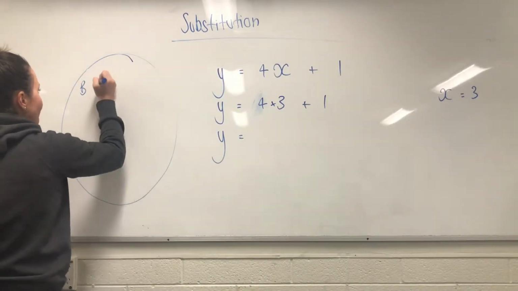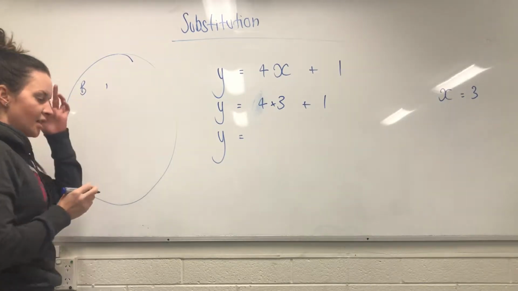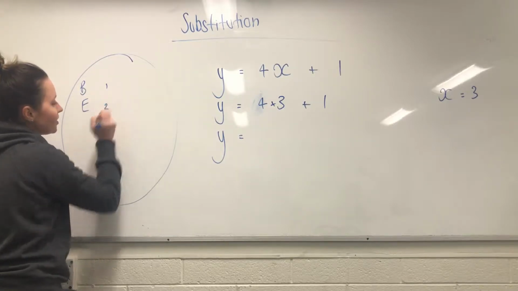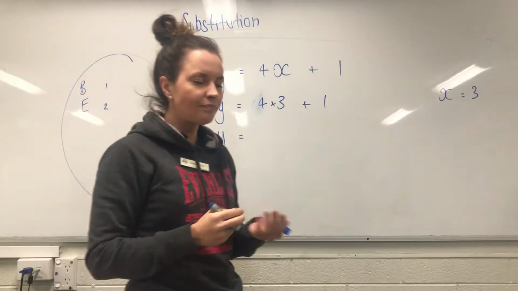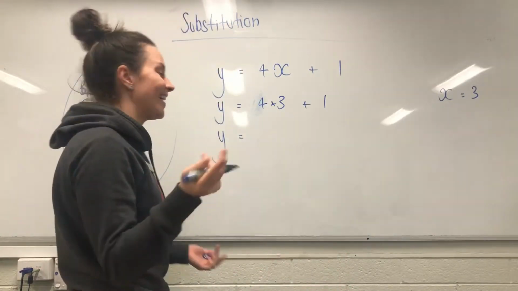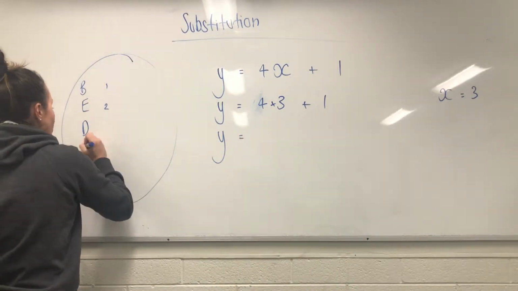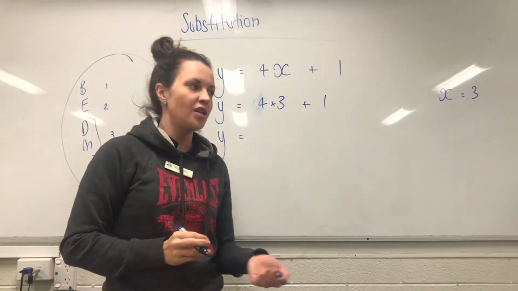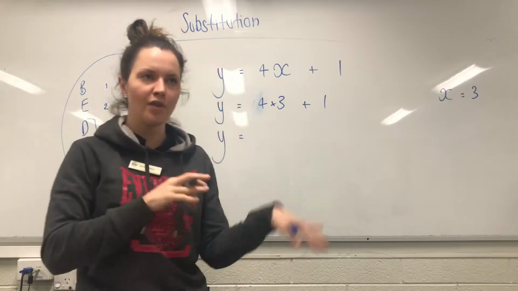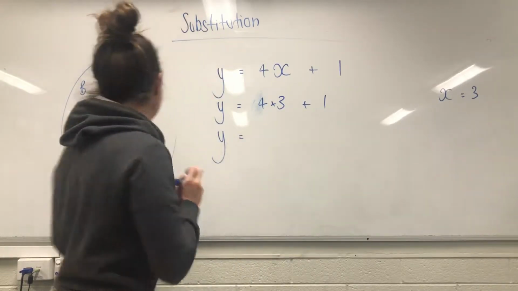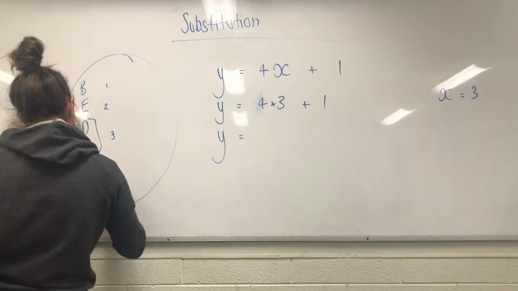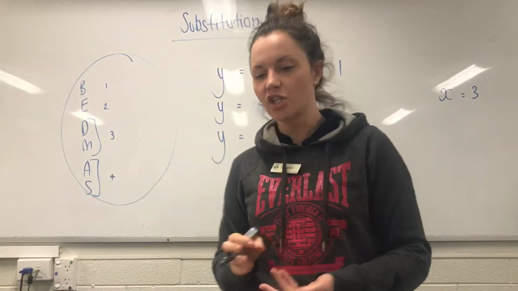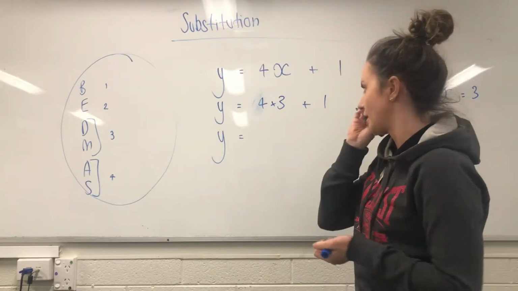we always do our brackets first. There's no brackets here. Then the second thing we always do is our exponents, which are like our powers. Then we do division and multiplication. It doesn't matter if you do multiplication first or division first, they're the same hierarchy. And then A and S, which is addition and subtraction. It doesn't matter if you do subtraction before addition, because they are inverse operations.